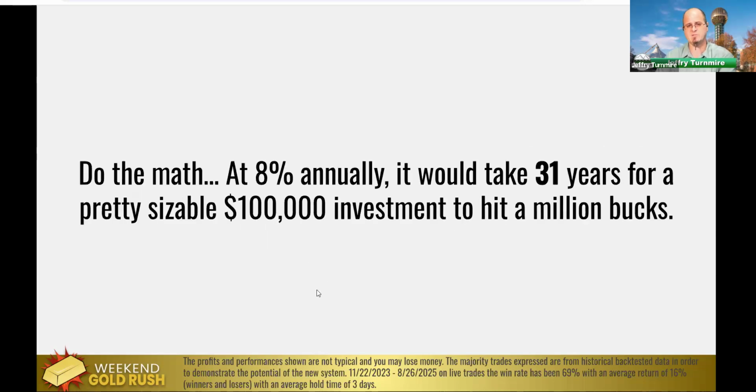I mean, do the math. 8% annual rate of return. That's kind of an average in the market, maybe 9%, 8, 9, 7. I don't know. It dances around. But we're talking about 31 years starting with $100,000 to hit $1 million. 31 years from where I am right now, I'm going to be getting near 80.